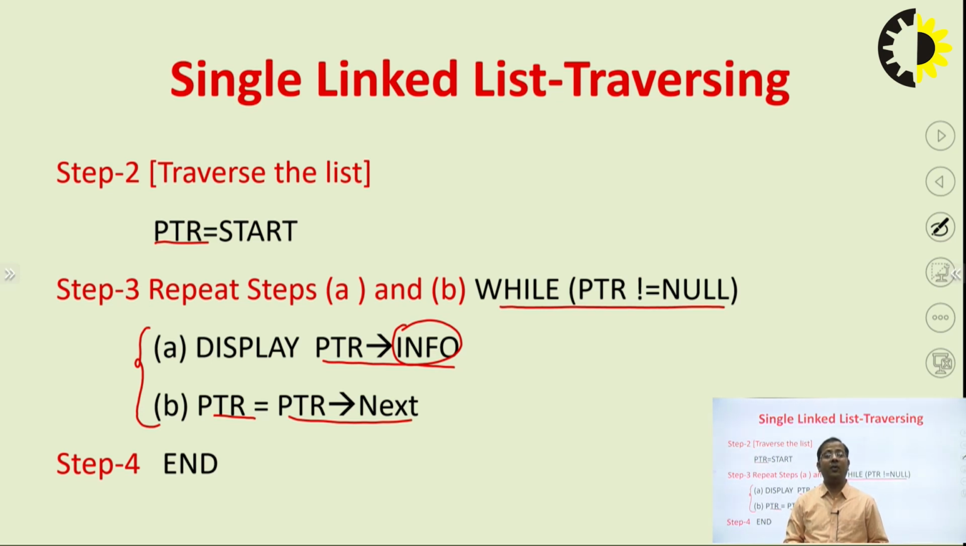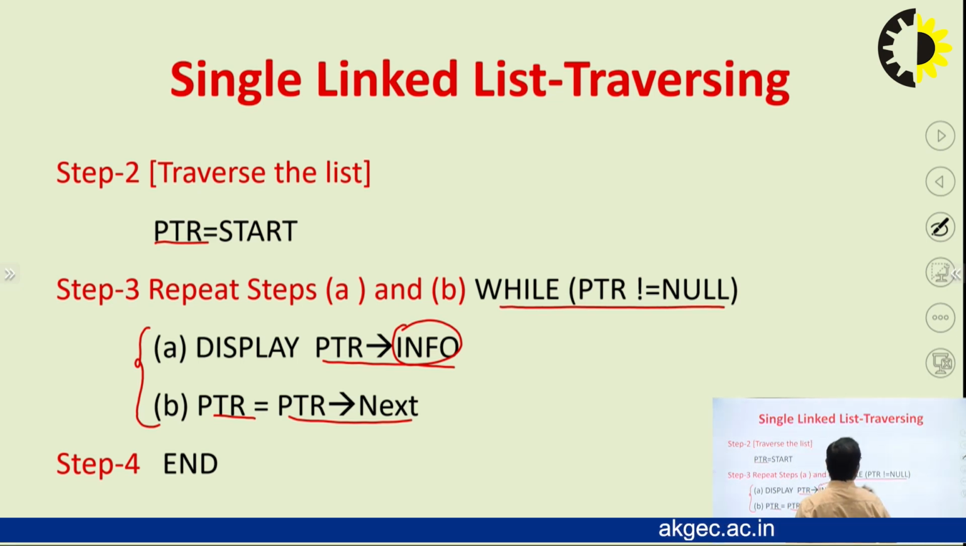In traversing we are reading the information inside the node. By using traversing we can count the number of nodes in the linked list, count the total number of even values in the linked list, the total number of odd values, and the sum of all values present in the linked list. In every case, we have to use the traverse function. So this is the traversing.